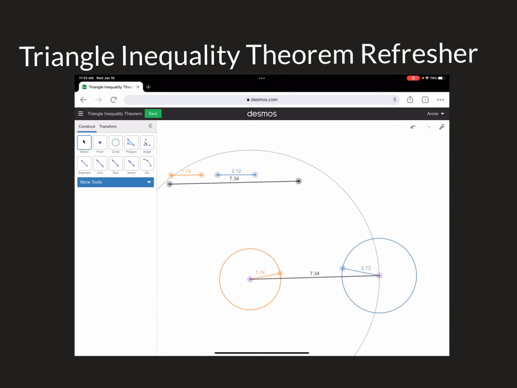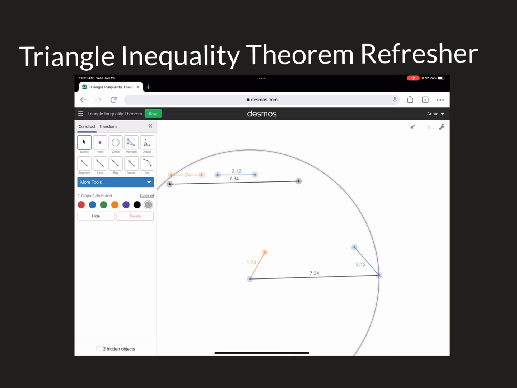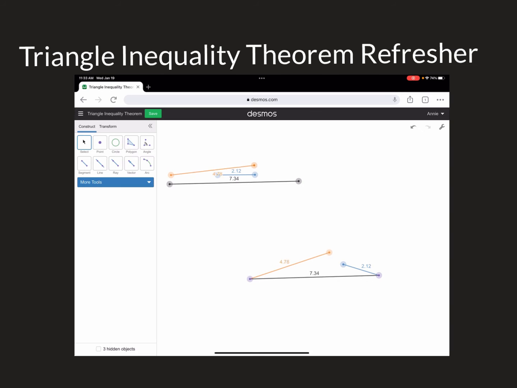There's no way I'm going to be able to get an actual triangle out of these. And I left the circles here so that you can see here are the possible places that I could actually end up doing it, but maybe we'll hide the circles so you can see what's going on. But right now this 734 is just way too big to deal with these other two sides.